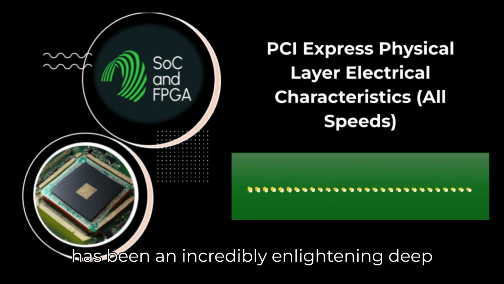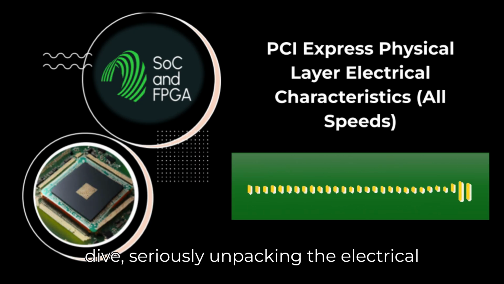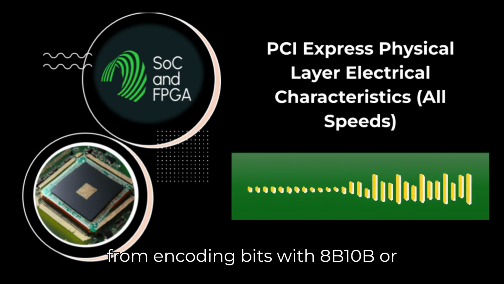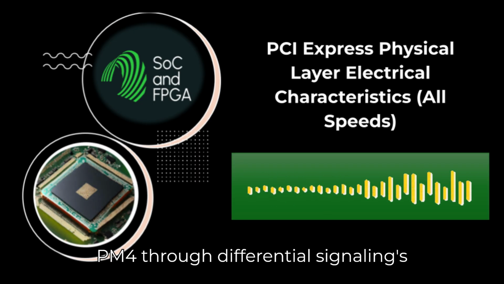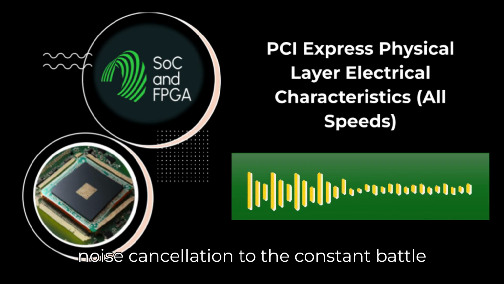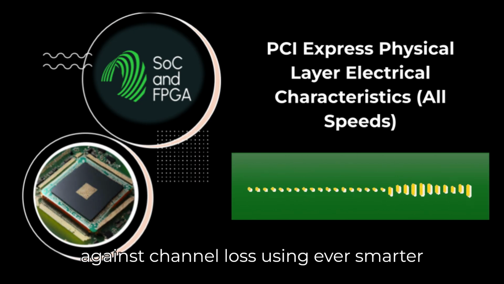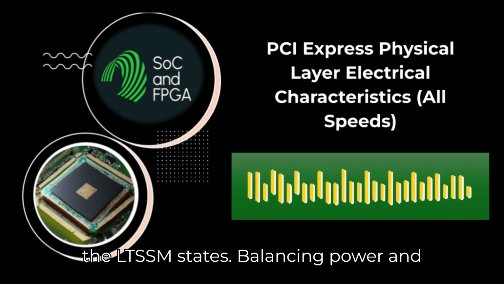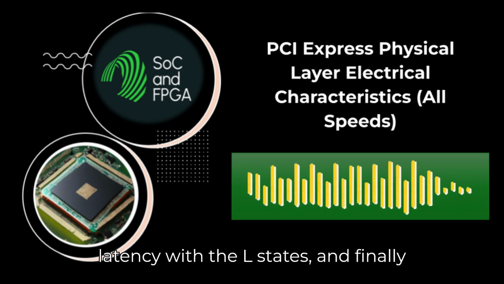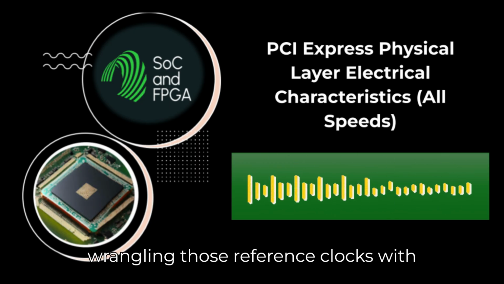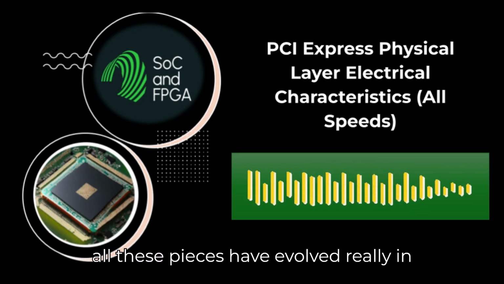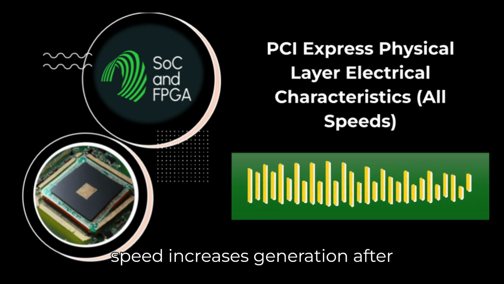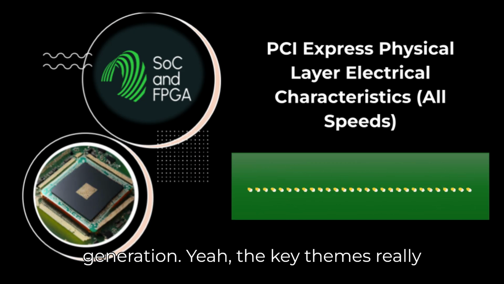Well, this has been an incredibly enlightening deep dive, seriously unpacking the electrical nitty-gritty of PCIe. We've gone from encoding bits with 8b/10b or PAM4, through differential signaling's noise cancellation, to the constant battle against channel loss using ever smarter equalization, both TX and RX, navigating the LTSSM states, balancing power and latency with the L states, and finally wrangling those reference clocks with different architectures. It's amazing how all these pieces have evolved in lockstep to deliver these incredible speed increases generation after generation.